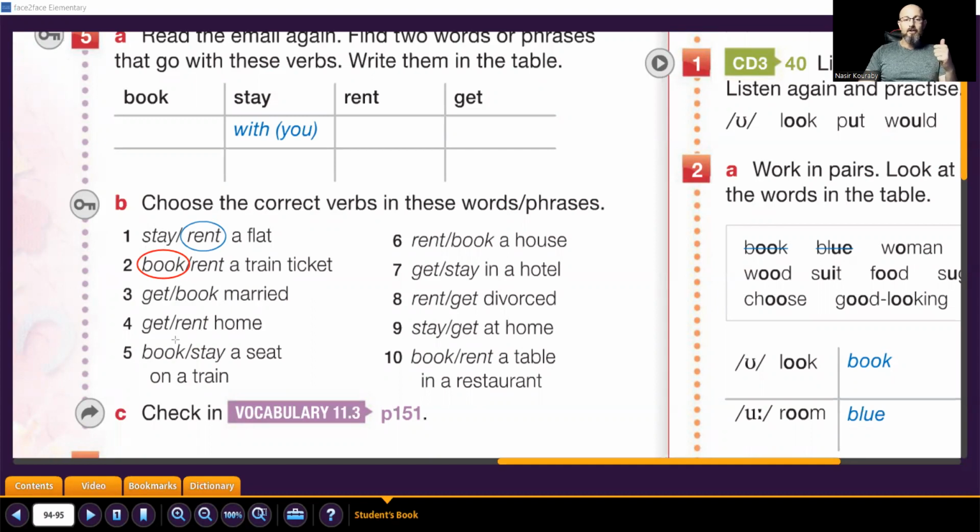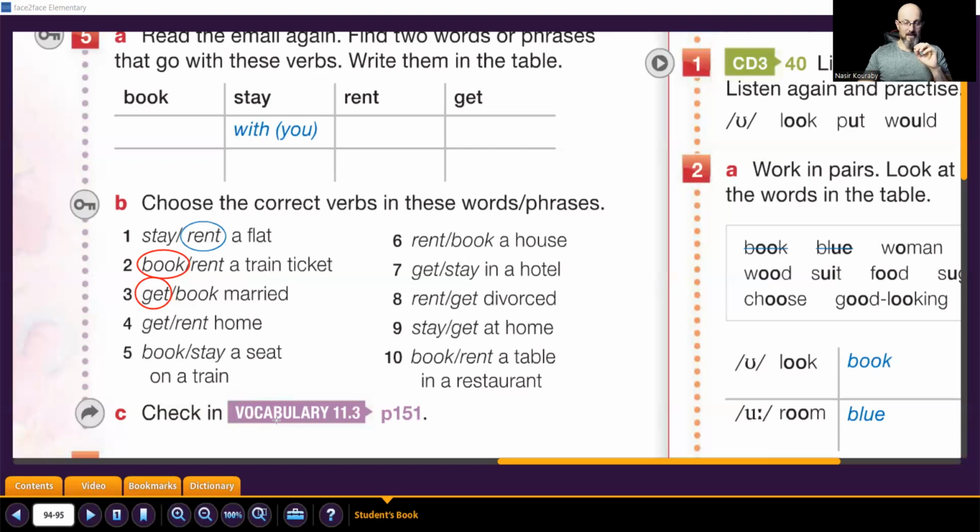Okay. So number 3, we'll do number 3 together. After that, you continue alone. Okay. So get married or book married. Very good. Get married means become married. So now what I want you to do, stop the video. Okay, keep it on this exercise. Stop the video, do the exercise, write on a piece of paper. After that, check with me. Okay, now you stop the video, you did it. Now I will check with you.